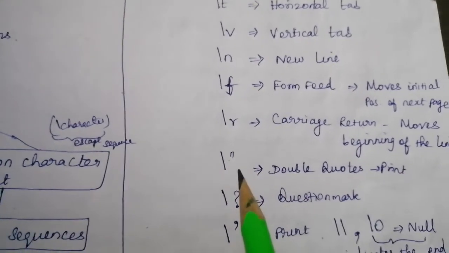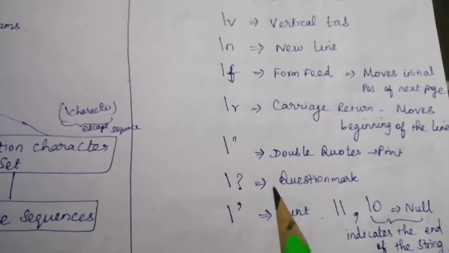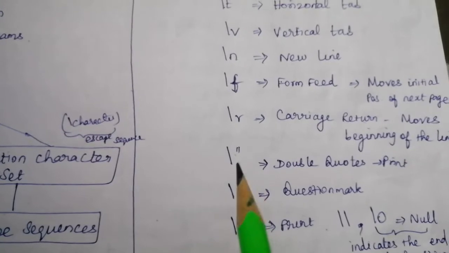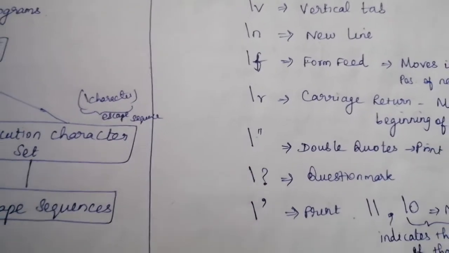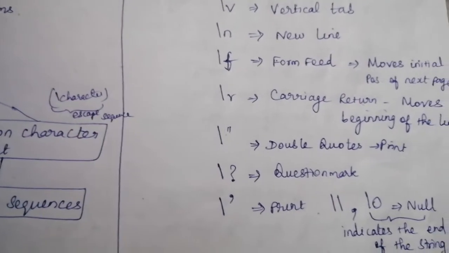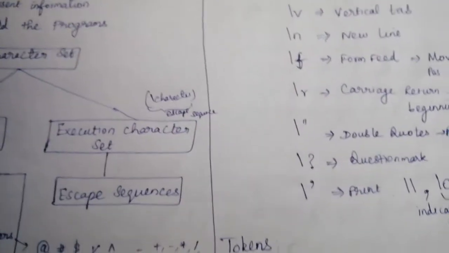If you want to display the double quotes, question mark, apostrophe, or backslash, you can give a backslash followed by double quotes. So this double quote will be displayed on the screen. Likewise, question mark, apostrophe and backslash will be displayed on the screen. \0 represents null. It indicates the end of the string. So this is about character set.